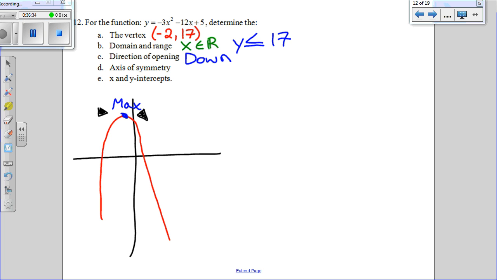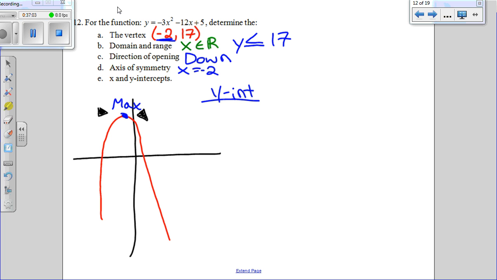The x and y intercepts. We'll start with y-intercept. Because I'm not going to use my calculator for my y-intercept. How can I figure out my y-intercept without my calculator? It's the C value. It's the C value in general form. So that means it's at plus 5. And the x value is at 0 because all y-intercepts have an x value of 0.